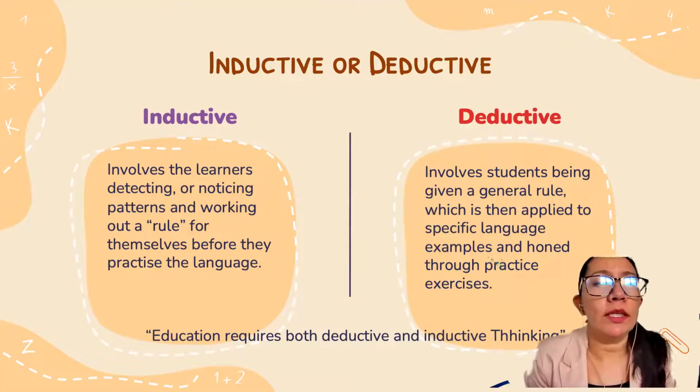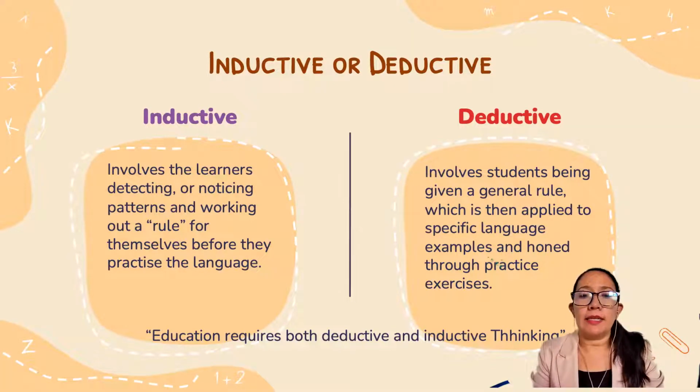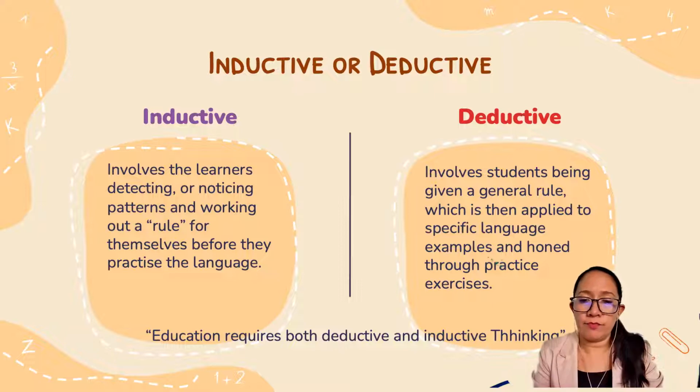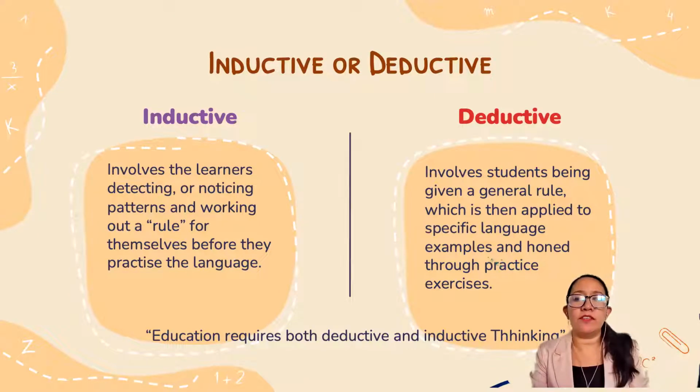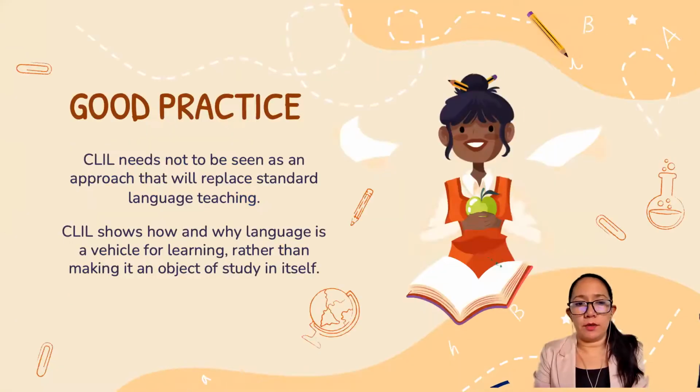Here we have the question: what kind of learning do we have with this CLIL purpose, inductive or deductive? As inductive, we already know that it involves the learners detecting or noticing patterns and working out a rule for themselves before they practice the language. As deductive, it involves students being given a general rule, which is then applied to specific language examples and honed through practice exercises. The truth here is that education requires both deductive and inductive thinking.